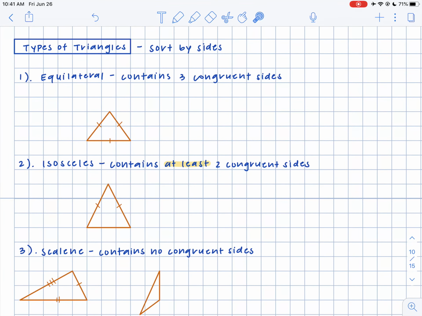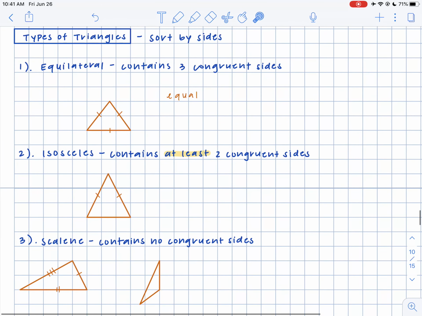So the first type is an equilateral. This contains three congruent sides. And remember, we represented congruency with these hash marks. A way to remember this is that equilateral is similar to the word equal. So you can think of all the sides being of equal measure.